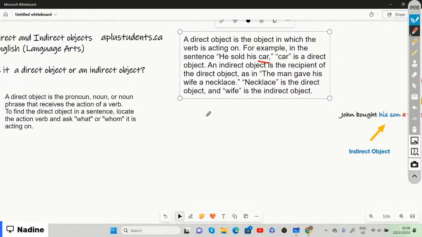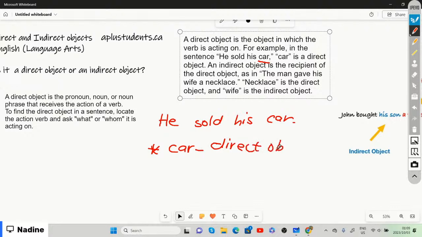So we have a sentence which is he sold his car, right? So car within that sentence is a direct object. So he sold his car. The word car within that sentence is a direct object.